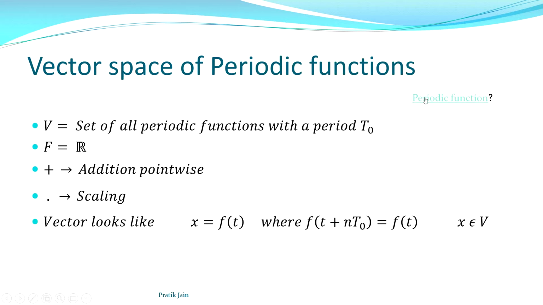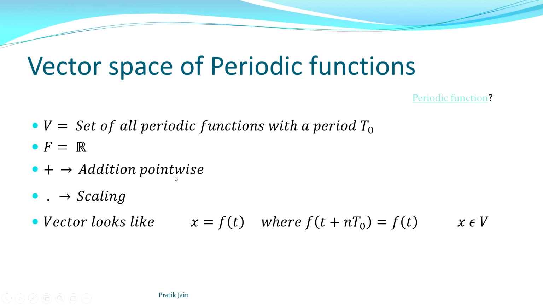Right, so we saw what is a periodic function. So let V be a set of all the periodic functions that one can imagine with a period of t naught. This is very important: the period should be the same, a period of t naught. Okay, and the field, say F, belongs to R.